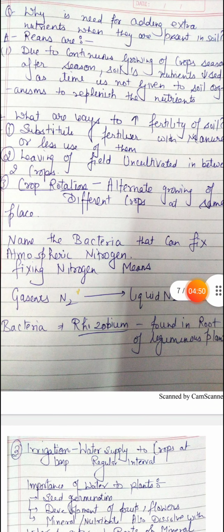What is crop rotation? You can see here the crop rotation, this one. What we will do, we will make a group of some crops, and then at the same place we will grow these crops in turn. This is known as crop rotation. This way also we can increase the fertility, because every crop has its own nutrient demand.